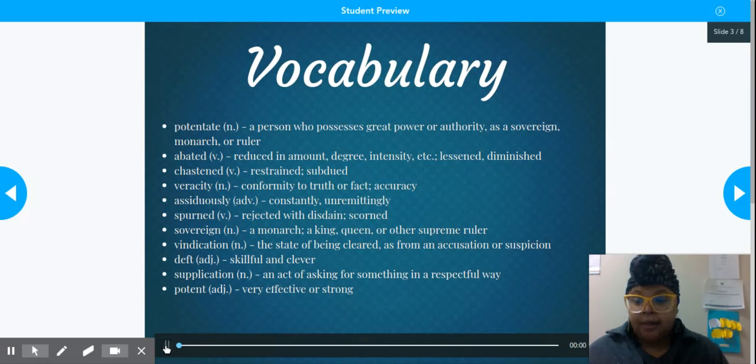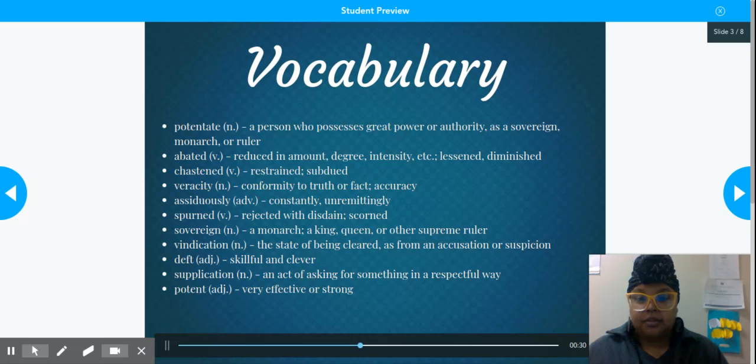Our vocabulary for this section of our reading includes: potentate, a person who possesses great power or authority as a sovereign, monarch, or ruler. Abated, reduced in amount, degree, intensity, lessened, diminished. Chastened, restrained, subdued. Veracity, conformity to truth or fact, accuracy.